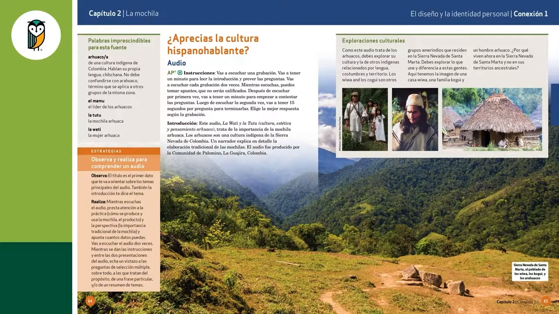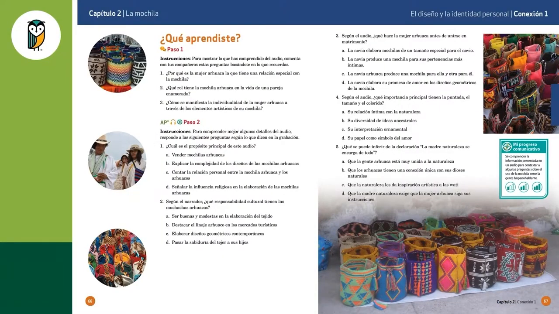Remember that text can also be audio or video, and this activity provides learners with the opportunity to hone their listening skills. In the ¿Qué aprendiste?, learners process what they gleaned from the audio. These questions are predominantly designed to prepare students for interpretive sections of the AP exam.